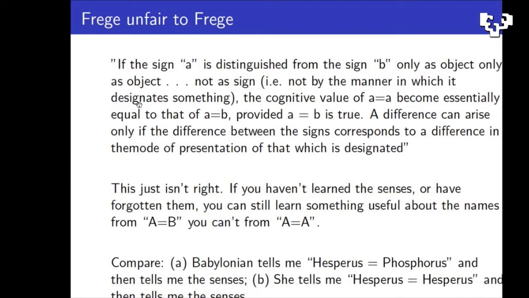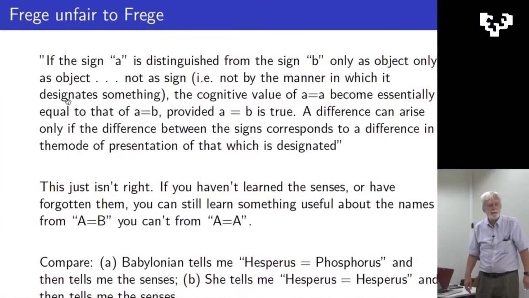A difference can arise only if the difference between the signs corresponds to a difference in the mode of presentation of that which is designated. This just isn't right, as the example I just gave shows. You can learn something useful if I tell you A equals B, even if you don't know whether A and B are planets or hurricanes or islets in the Canary Islands. Islets, is that what they are? I don't know. But you can store that away.